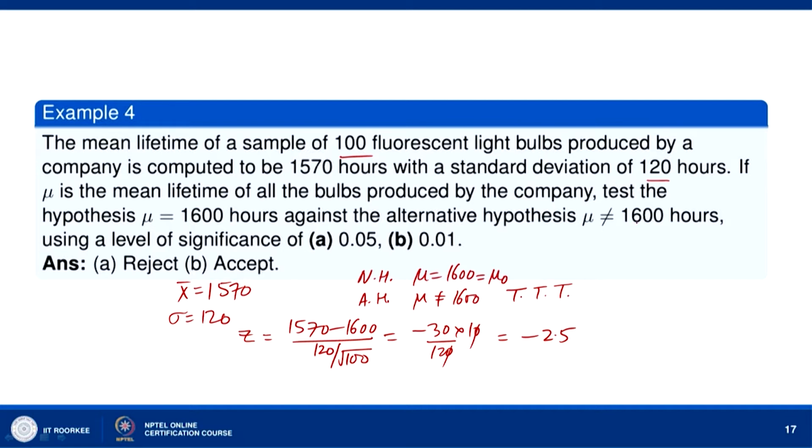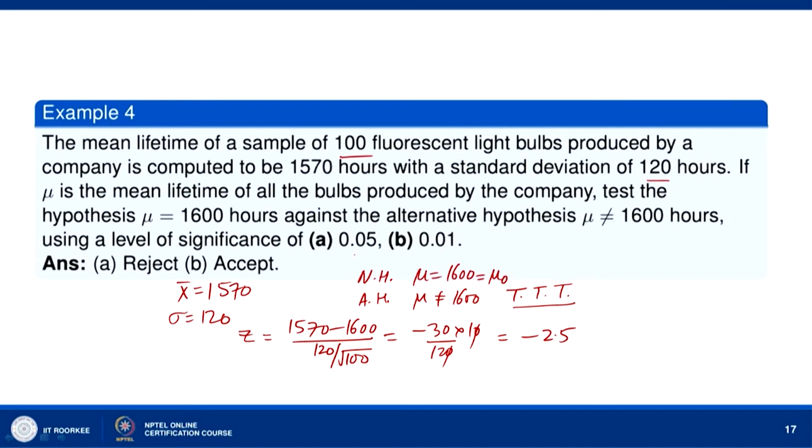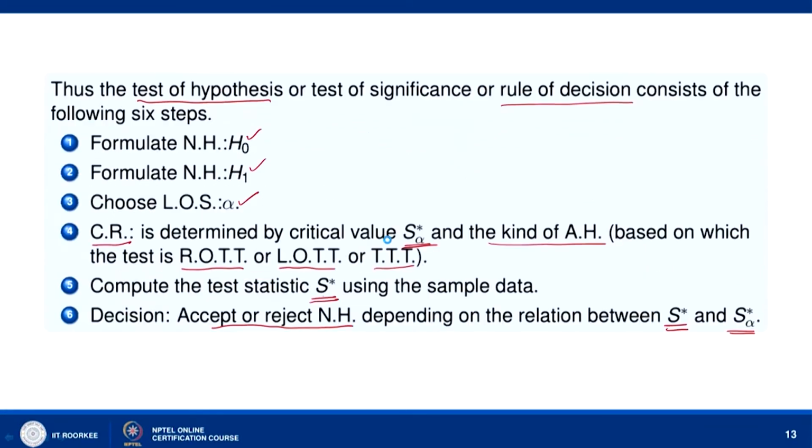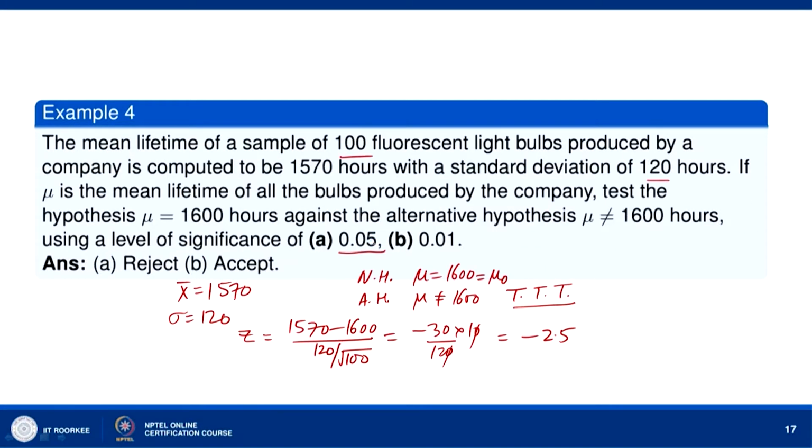Now, let us see for the two-tailed test what are the critical values of Z on the levels of significance 0.05 and 0.01. So, at 0.05 for the two-tailed test, the critical values are minus 1.96 and plus 1.96.